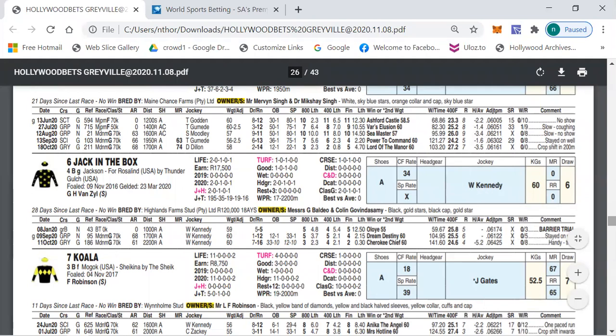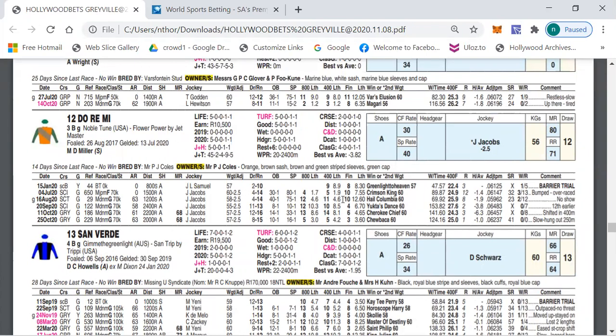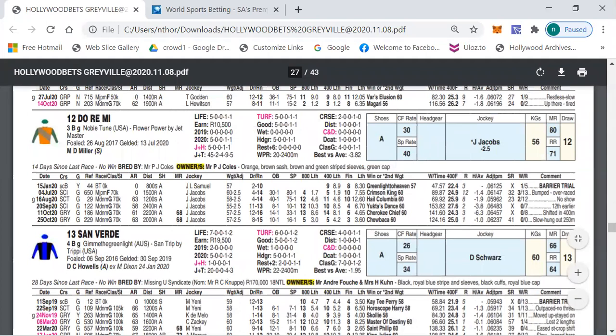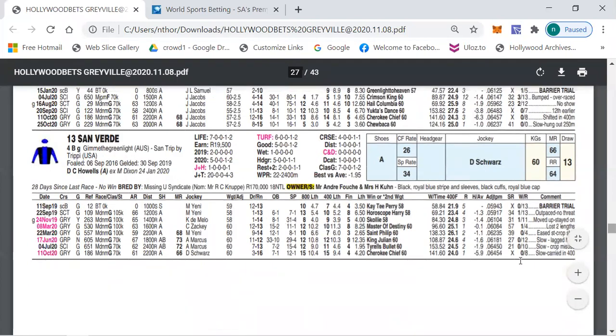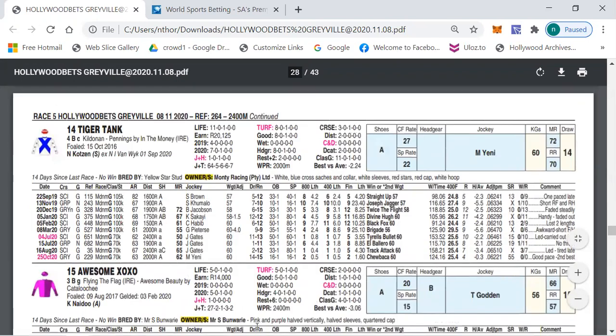Outsider selections is number 12. Doremi is also improving nicely, getting the minus 2.5, leaving it with 53.5 to carry, but from draw 12. Definitely a horse that you need to include in all your play. In my other outsider selection is number 13, San Verde. All the last few runs, always over the long distances, has been placing over that and been running on. So definitely a horse that you can put in all your calculations. Number 14, Tiger Tank, has shown huge improvement in his last race. I have to confirm, also drawn 14.